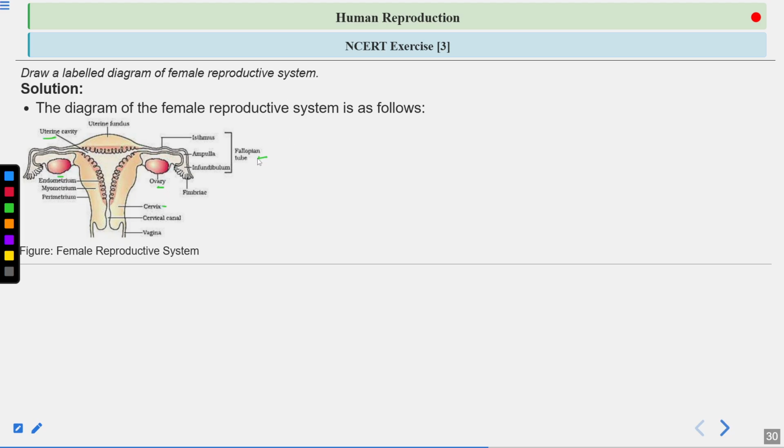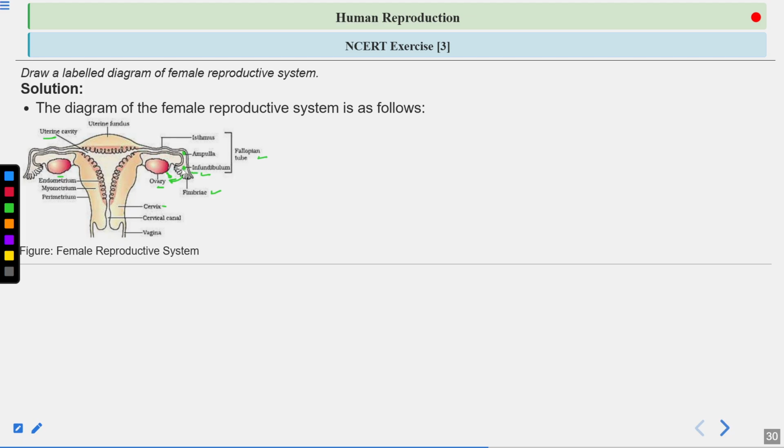You can show the different parts of the fallopian tube. The region of the fallopian tube which is near the ovaries is known as the infundibulum. From the infundibulum, finger-like projections appear, known as the fimbriae. The fimbriae help in the collection of the egg which is released from the ovary. Then the egg will travel and reach the ampullary region. This ampullary region is a wider region.